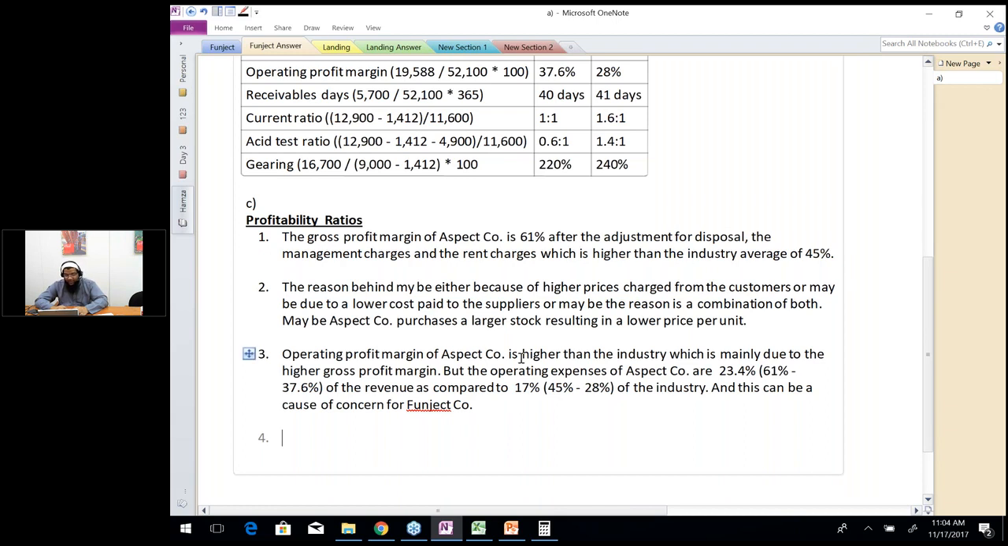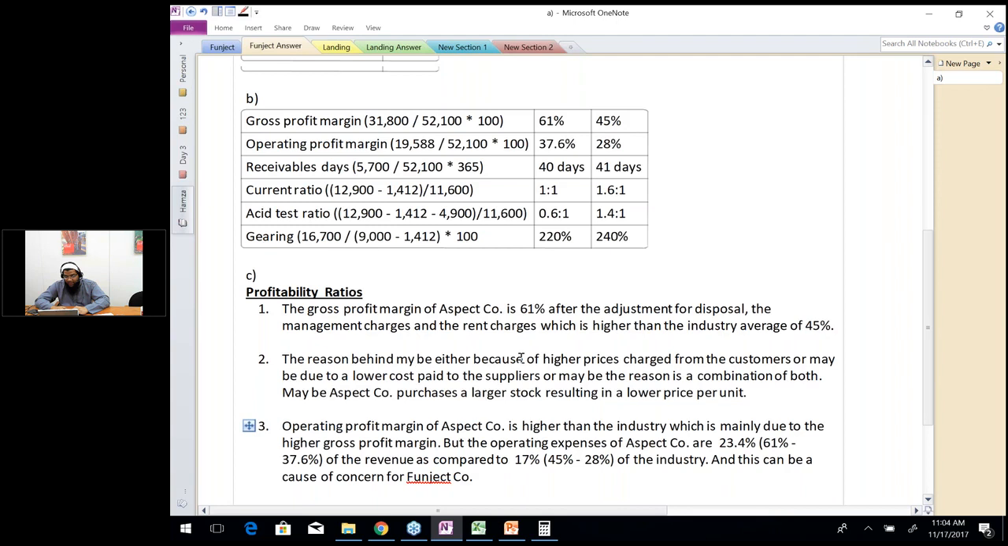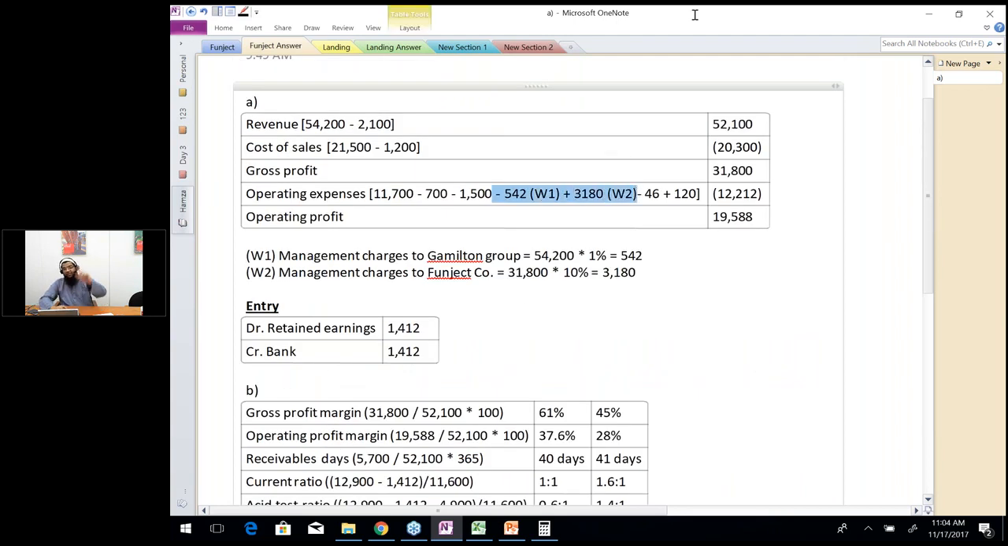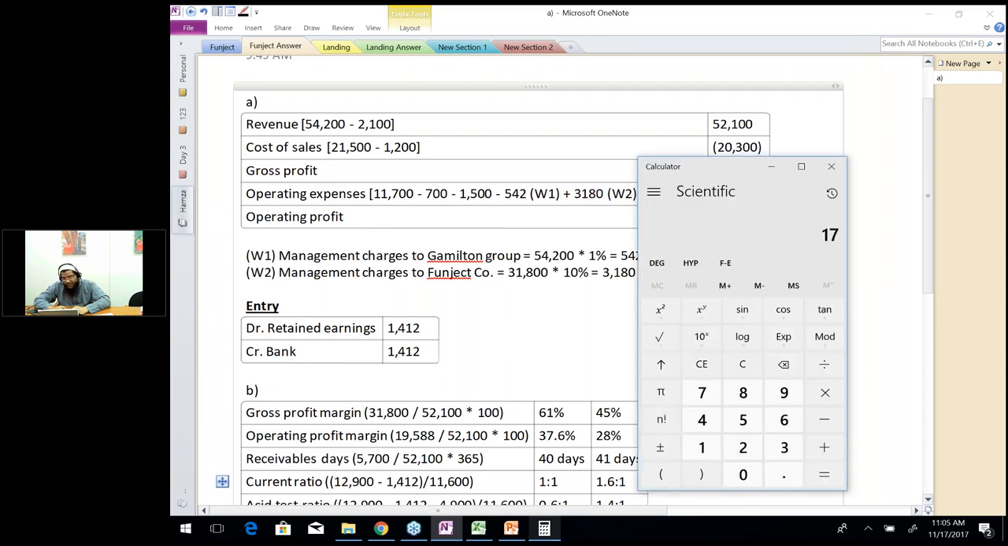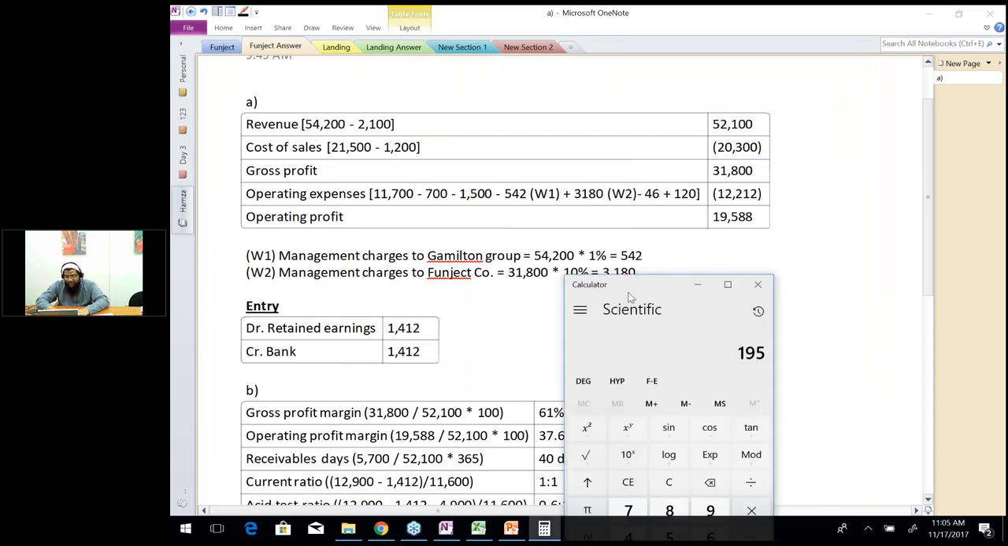that if we see in the operating expenses, the management fees that was charged by the Gemmelton Group was 542, and the value that Funjet is going to charge is 3180, which is too much higher. 3180 is too much above 542, almost six times. So this 3180 is actually increasing the operating expenses too much. And because of this increase, the operating profits have been reduced. So for example, if I say that the profit is 19588, and if I remove this 3180, the profits would increase by 3180. And instead I include 542.